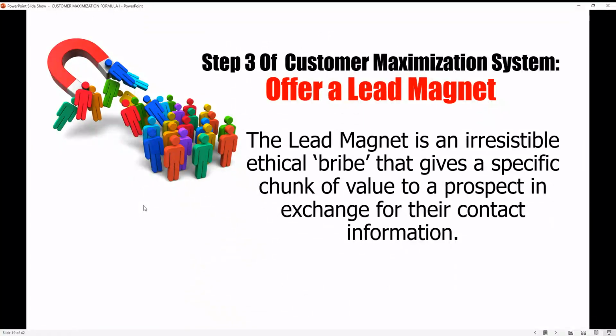All right, everybody's good. Now let's go to step 3. To maximize your customers, you need to offer a lead magnet.